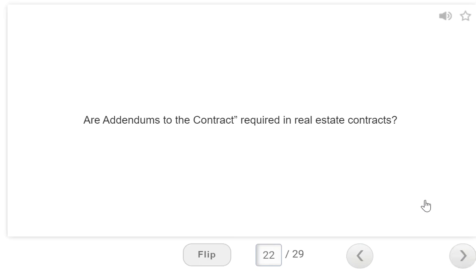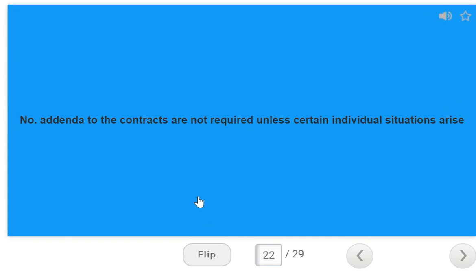All right, we're going to addendums. Are addendums to the contract required in real estate contracts? Do you have to have addendums? No, addenda to the contracts are not required unless certain individual situations arise. So we're going to go over some of those situations and where we will need to use them.